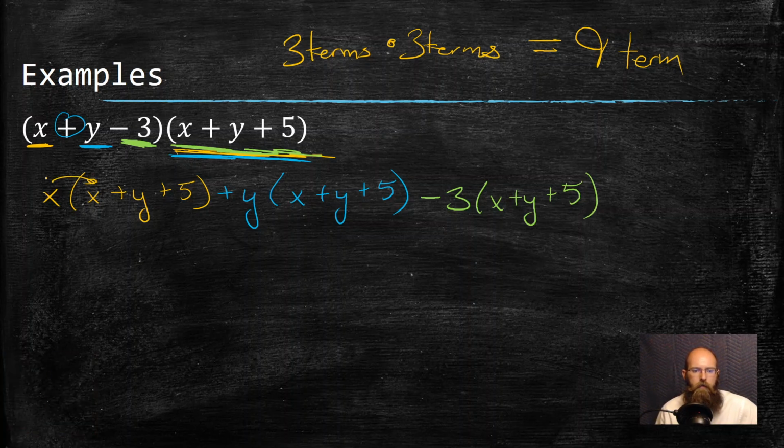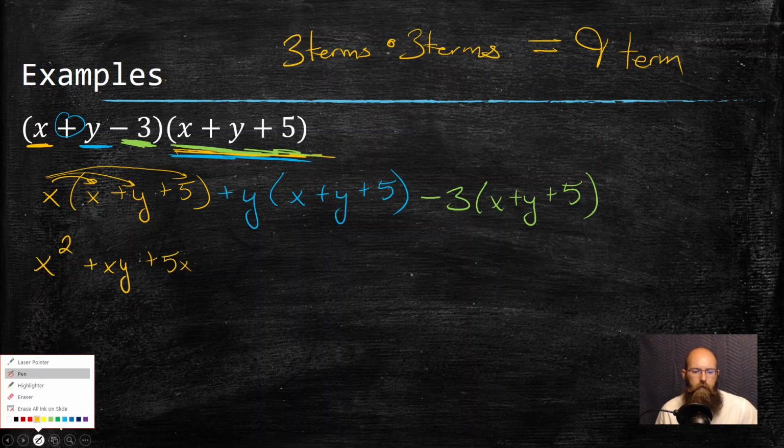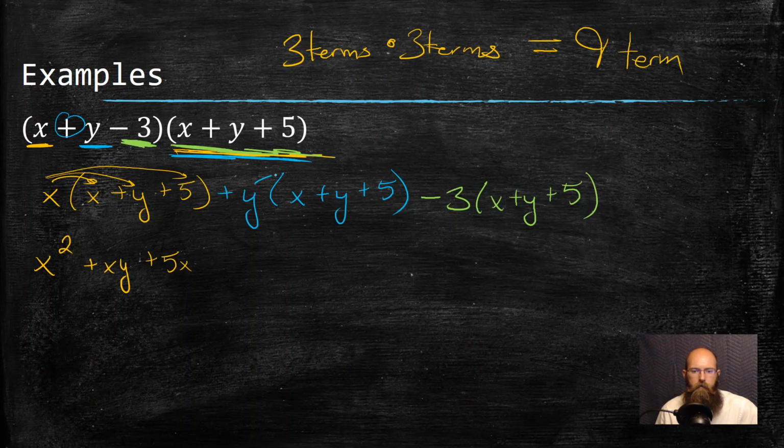So that x gets distributed to all 3 terms in those parentheses, x times x. Since they're the same base, I add their exponents. I end up with x squared. X times y gets me xy. X times 5 gets me 5x's. Then in blue, I have that y that gets multiplied in. Y times x. Again, I just like to write alphabetical, so I'm going to write xy. Y times y, I add the exponents. Y times 5, I like to write my number first, so I get 5y.